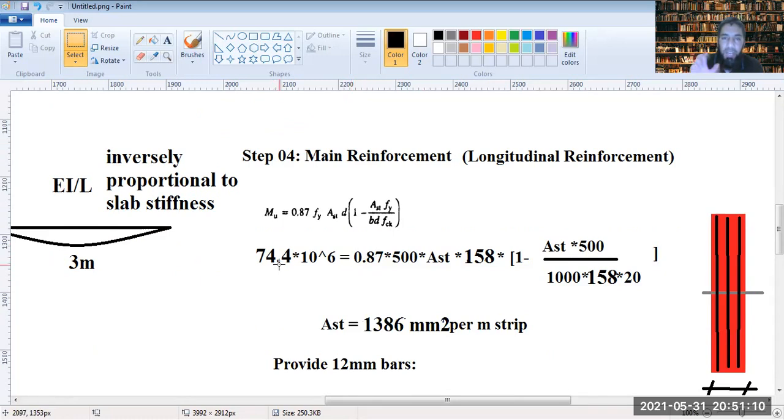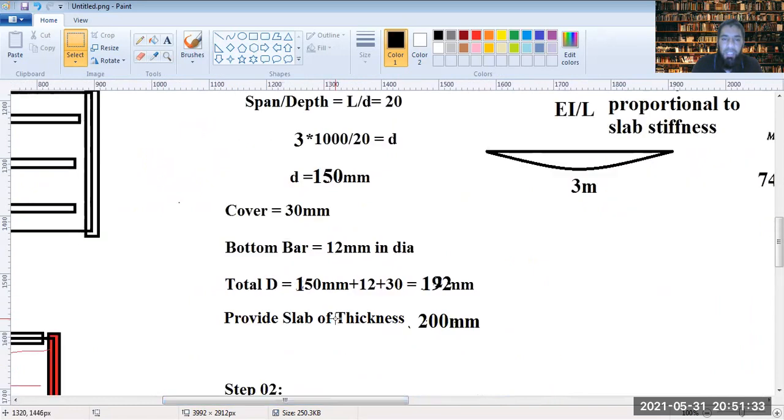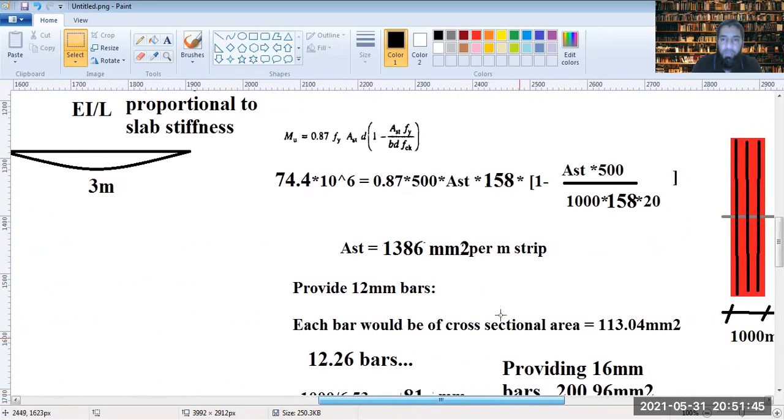So for under reinforced design, because the thickness of the slab is quite less, there is a little amount of shear force, and there is little chance of xu by d crossing xu max by d. Thereby, moment Mu would be 74.4 into 10 raised to the power 6. This is 0.87 into fy into Ast into 158. Now, d is 158. It was 150, but we got the overall depth around 192 then. Now we are providing 200, so it would be 8 more than this. That's when d would become 158.